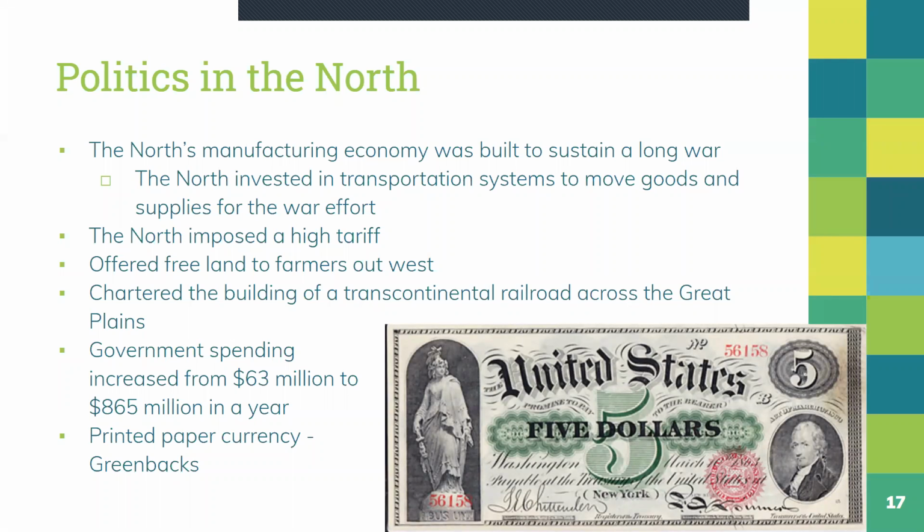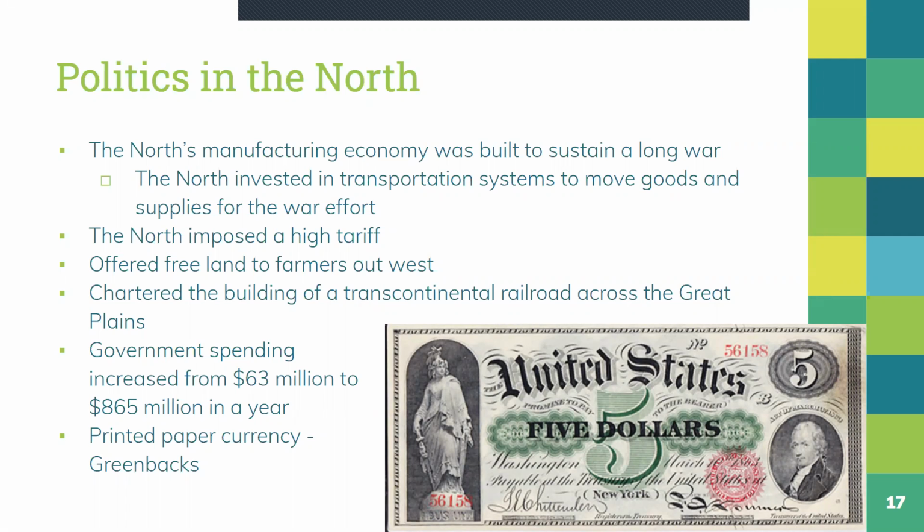Now, in the North, their economy was built for this type of war. They had more factories that could manufacture products needed for a war. Wars are expensive, and wars require factories to build the stuff that you need for your war. The North is investing in transportation systems to move goods and supplies for the war effort, especially in the form of railroads. The North is imposing high tariffs to make more money. They're giving away free land to farmers out west, hoping that they will produce wheat and other grains to give to the soldiers.